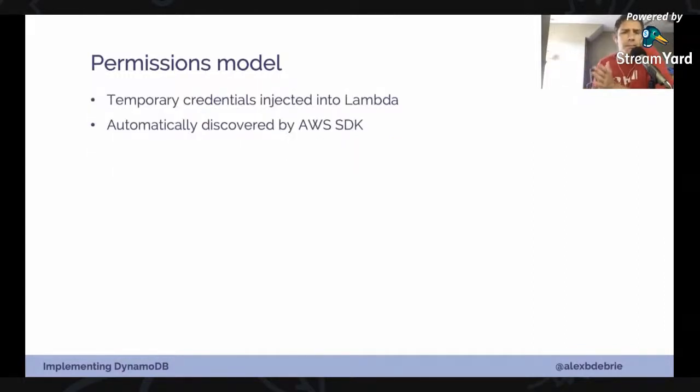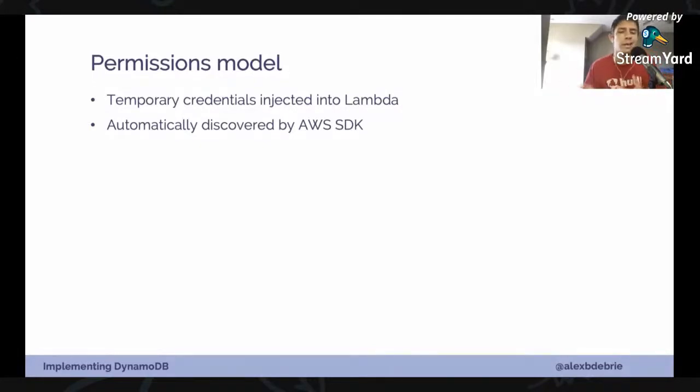Another thing that's great about the permissions model is those permissions are handled for you. So when you have your Lambda function, you have an instance, it's going to get temporary credentials injected into that Lambda function. So it's going to have your AWS access key and a secret access key just injected into there for you. Those are going to get rotated automatically for you. And then those credentials are automatically discovered by the AWS SDK. So when you're importing your library and creating that client, it's going to be able to pick up those credentials from your environment. You don't have to worry about it.